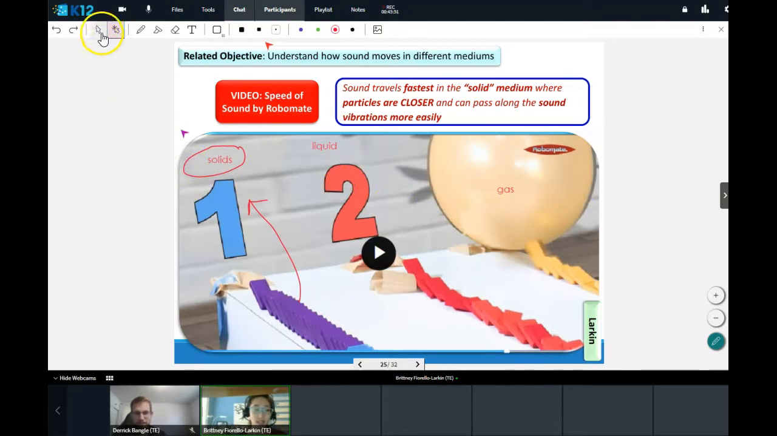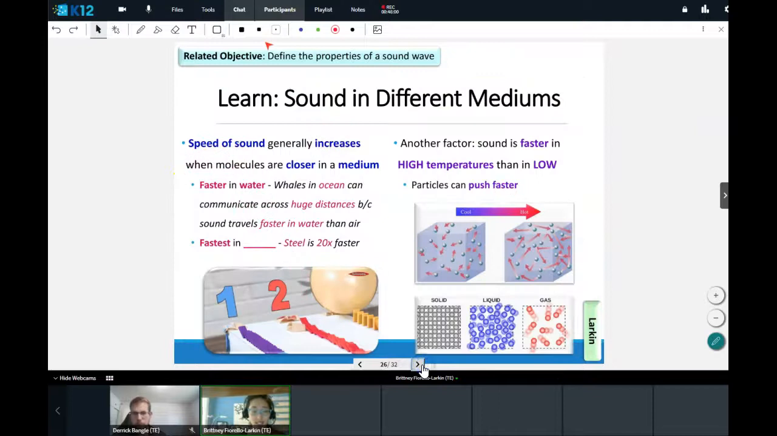Or with solids, like if you knock on wood and put your ear against the wood, or steel, the sound can travel very fast and over very long distances. The speed of sound generally increases when molecules are closer together in a medium. Again, that's why sound travels faster in water. Whales in the ocean can communicate across huge distances because of how much faster sound can travel in water than in air. Over time in air, it just runs out of energy, and so you just can't communicate as far in the air. And again, we just saw that it is definitely fastest in solids. In steel, for example, sound can travel 20 times faster than it can in air.